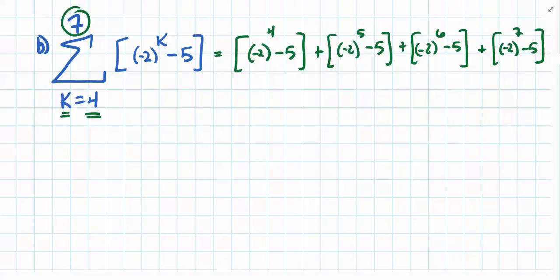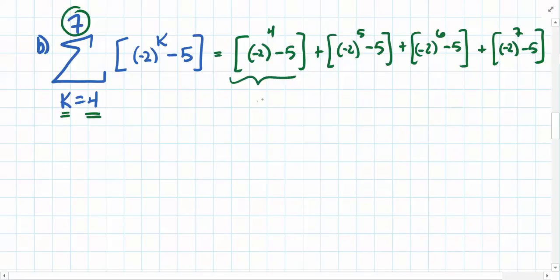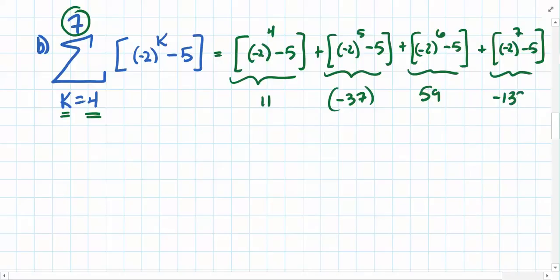Now all I have to do is clean those all up, okay? And I'm going to go ahead and use my calculator to help me clean all these up here. Okay, using the calculator, I see that this whole expression right here has a value of 11. I see that this whole expression right here has a value of negative 37. I see that this whole expression right here has a value of 59. And I see that this whole expression right here has a value of negative 133.